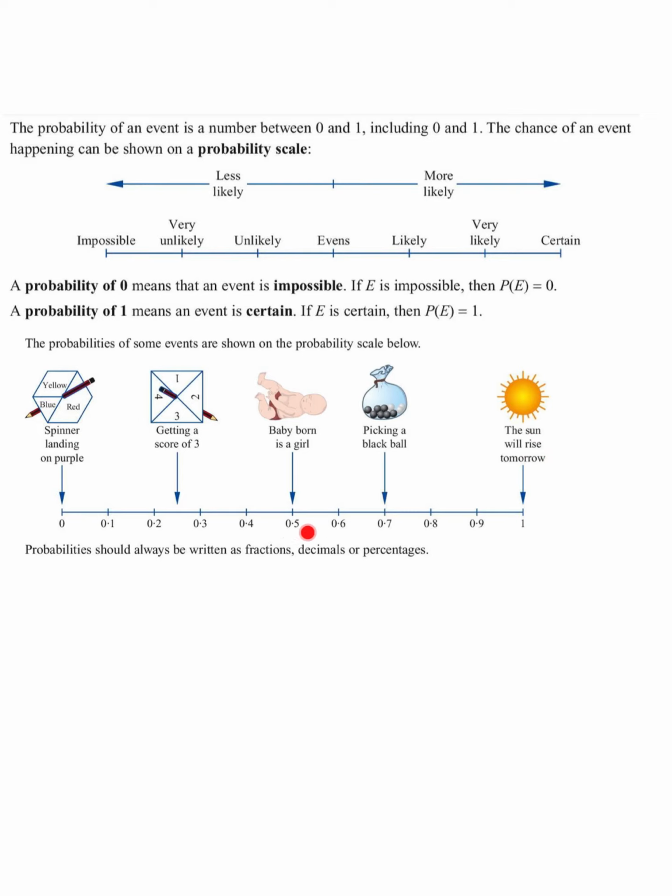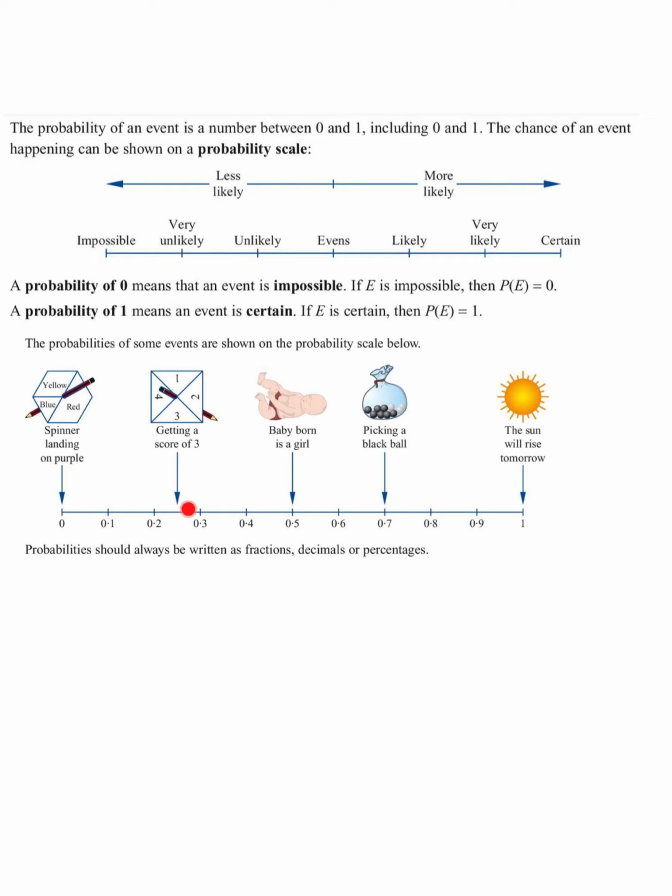0.5 then, so a 50-50 chance. So if a baby's born, that it's a girl. Likewise, if it's a boy. Likewise, if you flip a fair coin, you have a 50-50 chance. Okay, so key thing here is you have a scale going from impossible to certain.